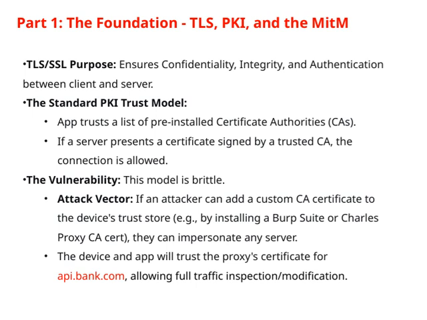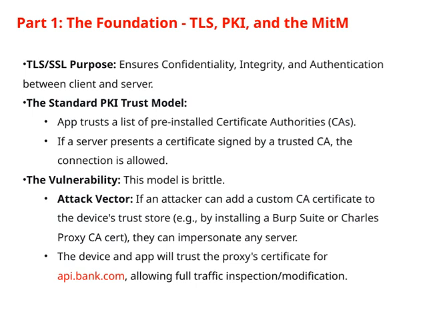Now moving on to the standard PKI trust model. In this setup, our app trusts a list of pre-installed certificate authorities, or CAs. When we connect to a server, that server presents a certificate. If this certificate is signed by one of those trusted CAs, the connection is considered secure and is allowed to proceed. However, there's a vulnerability here. This model can be quite brittle.